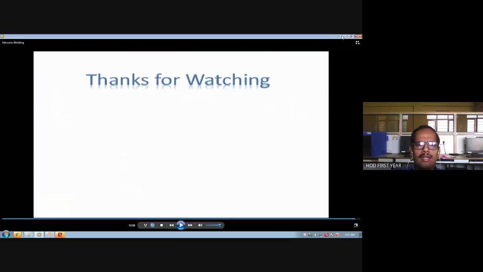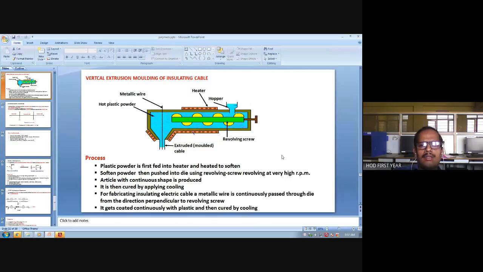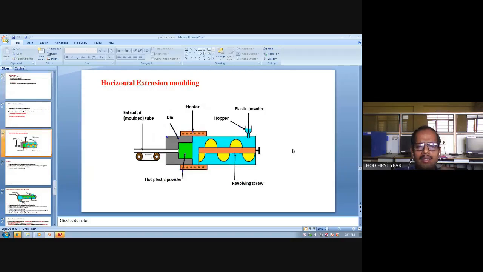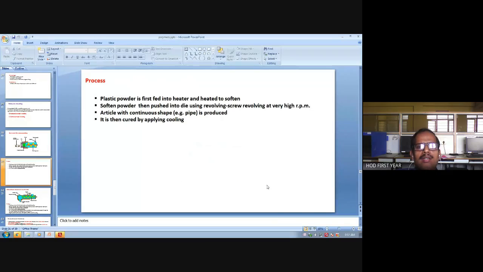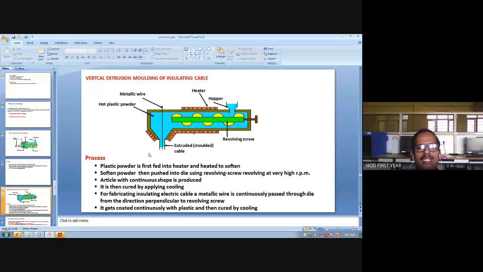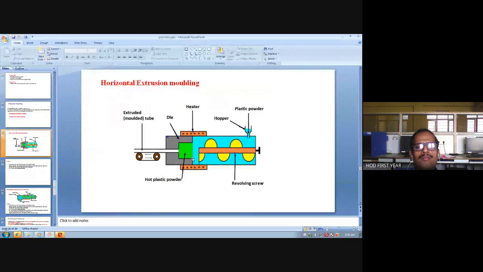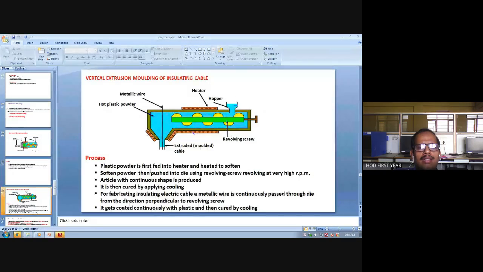Okay, so this is about extrusion molding. Depending on the question asked, you should write the answer. Suppose a question is like, describe extrusion molding for the fabrication of pipe. Then you should draw this diagram, horizontal extrusion molding. And if the question asks how you can fabricate insulating electric cable with the help of extrusion molding, then you should write vertical extrusion molding. Otherwise, the working is the same. Next time we will revise this method and continue with the next one.